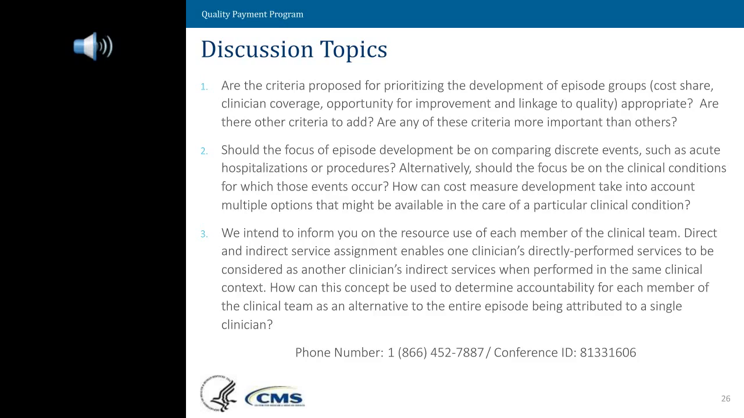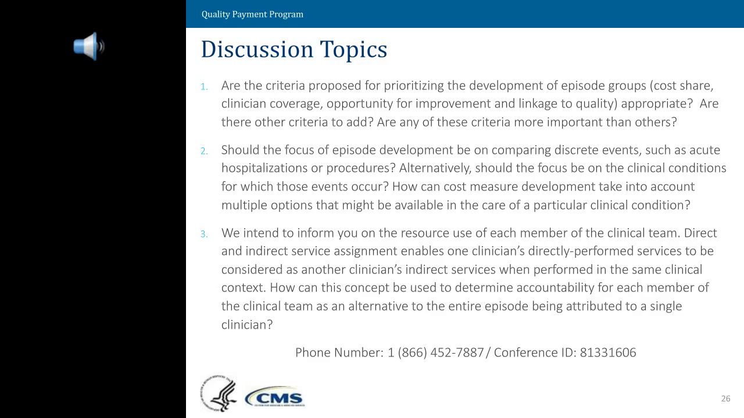First, are the criteria proposed for prioritizing the development of episode groups, cost share, clinician coverage, opportunity for improvement, and linkage to quality appropriate? Are there other criteria to add? Are any of these criteria more important than others? To be clear about this, as I read these questions, including this first question, the basis for these questions is described in a great deal of detail in the December 2016 posting.